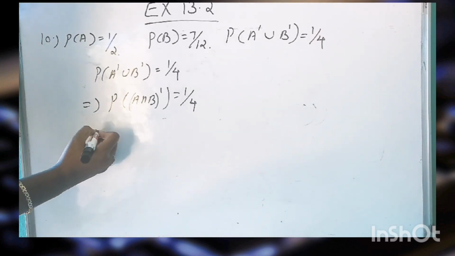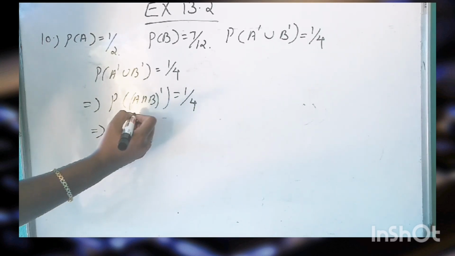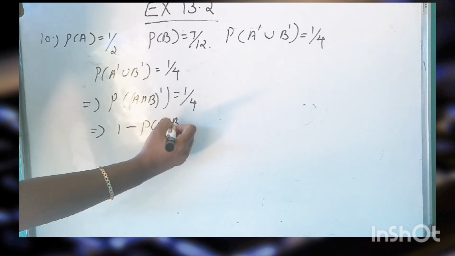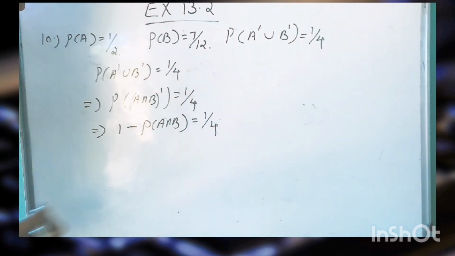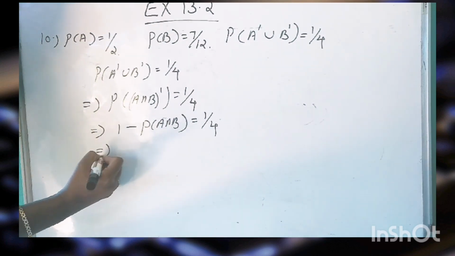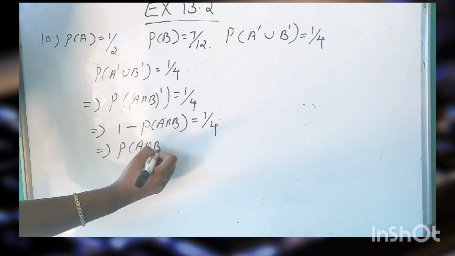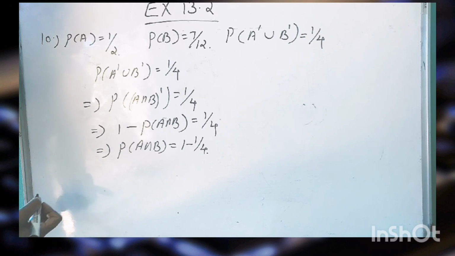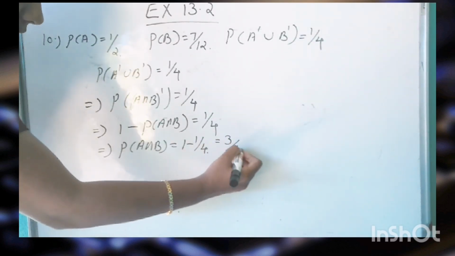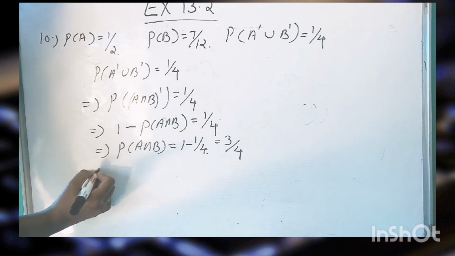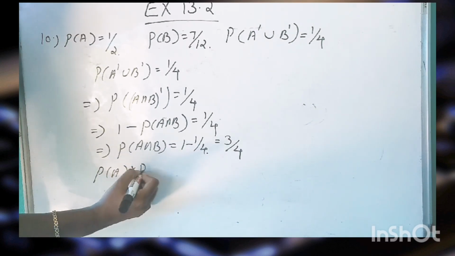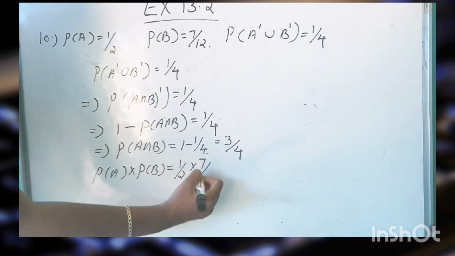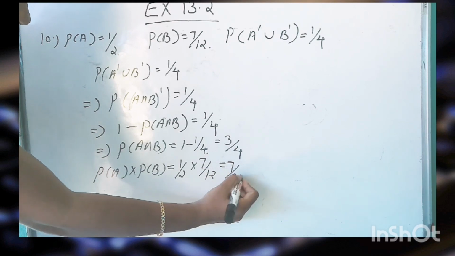And this P of A intersection B all complement, we can write as 1 minus P of A intersection B, that is equal to 1 by 4. From this we will get the value of P of A intersection B is equal to 1 minus 1 by 4, that is equal to 3 by 4. Now P of A into P of B is equal to 1 by 2 into 7 by 12, which is equal to 7 by 24.